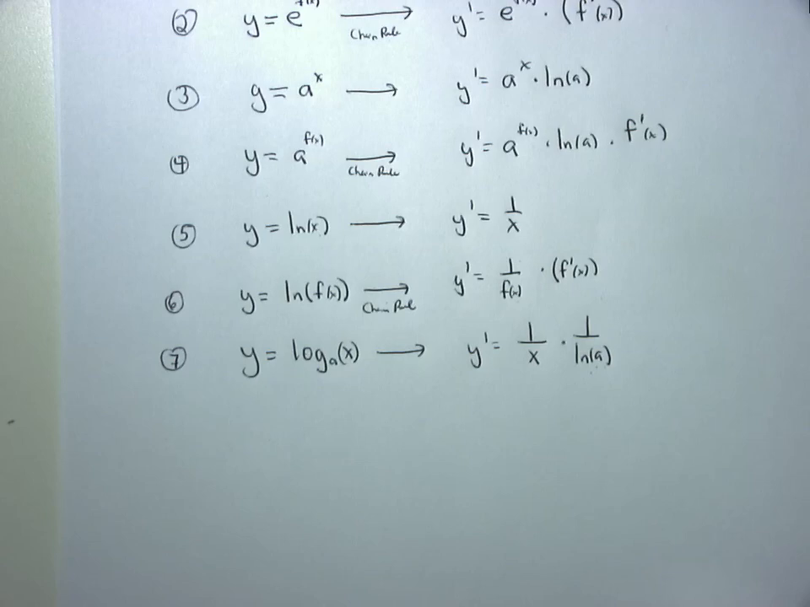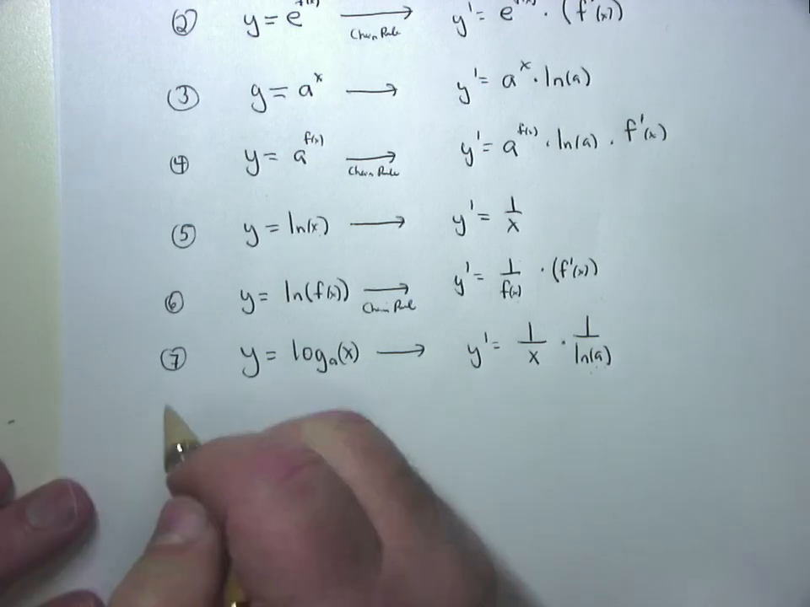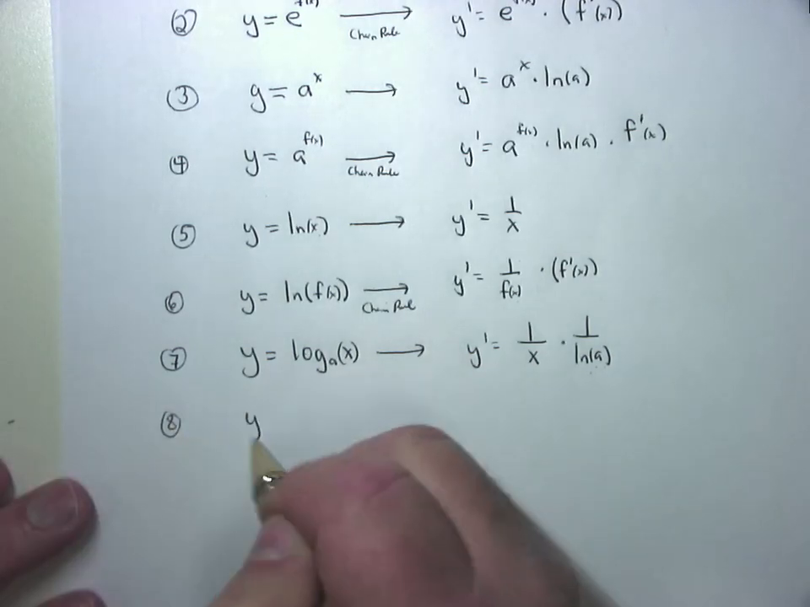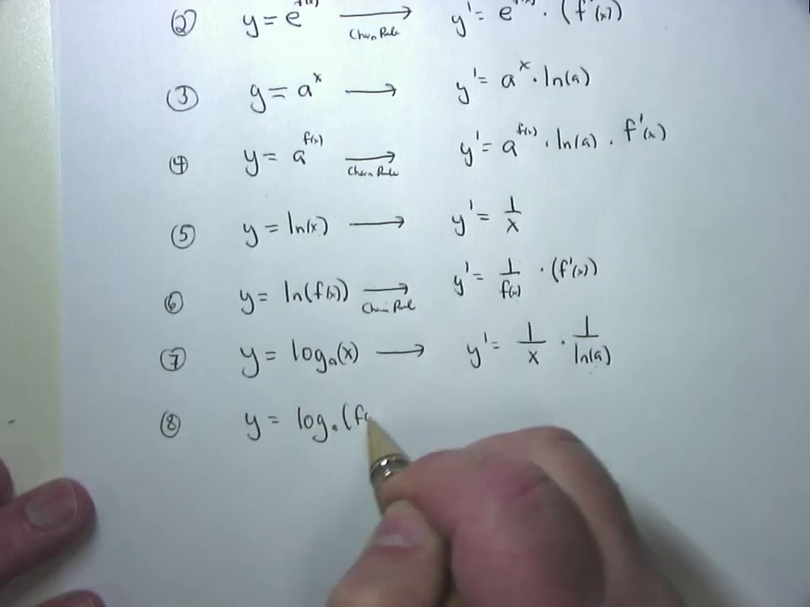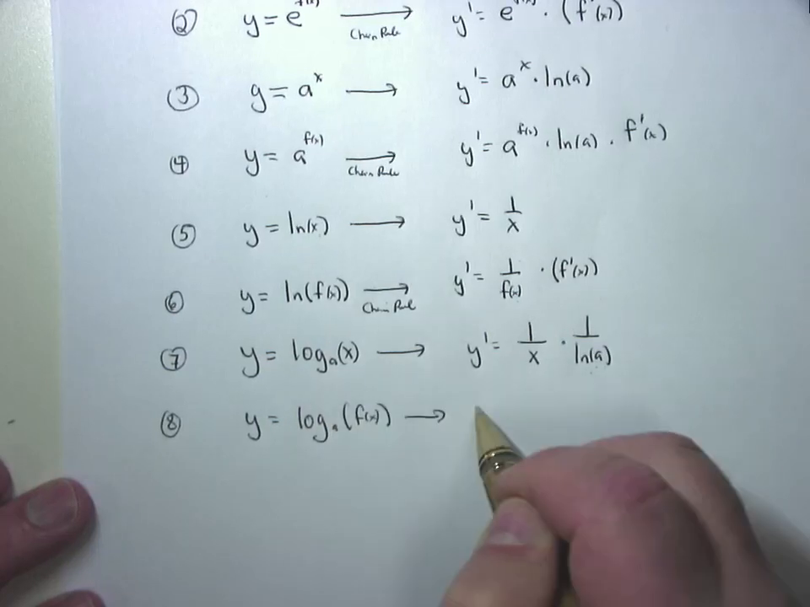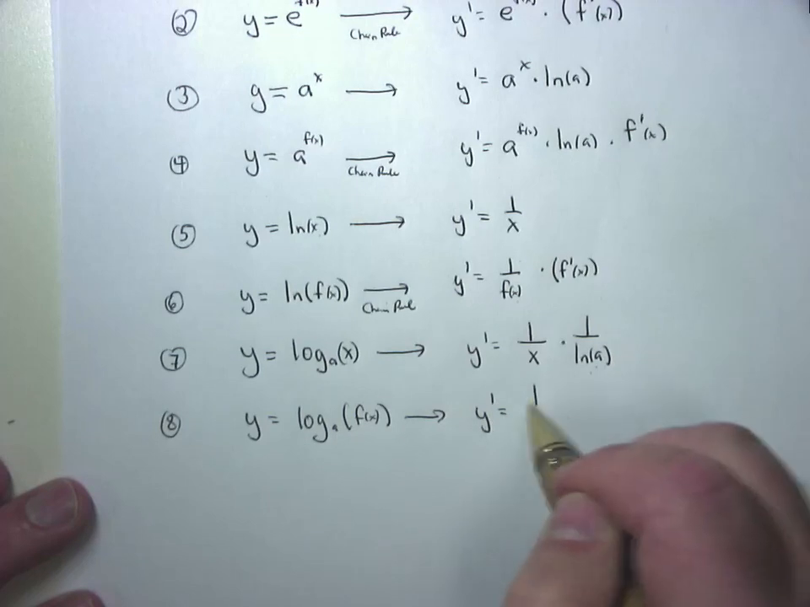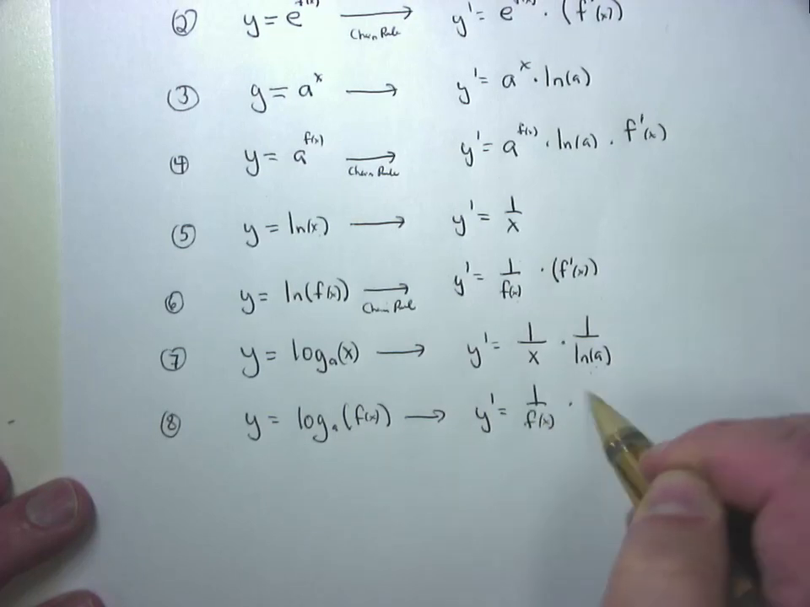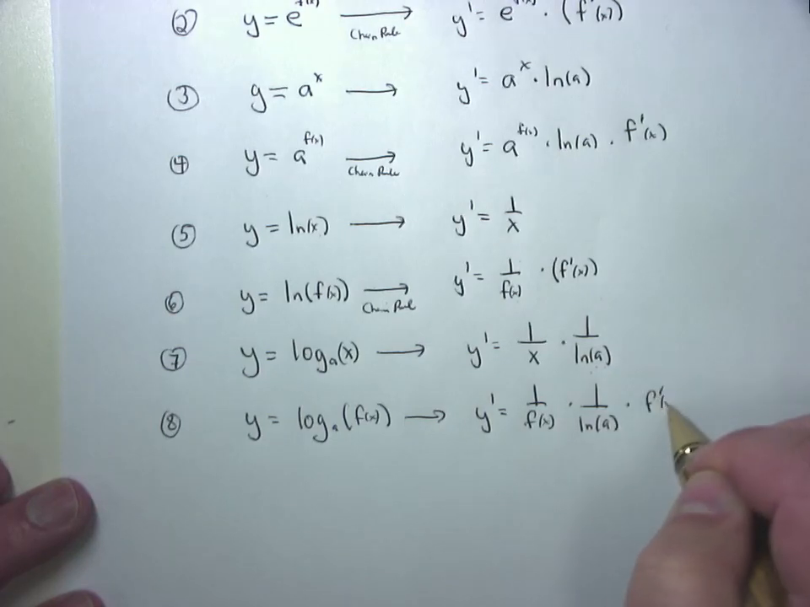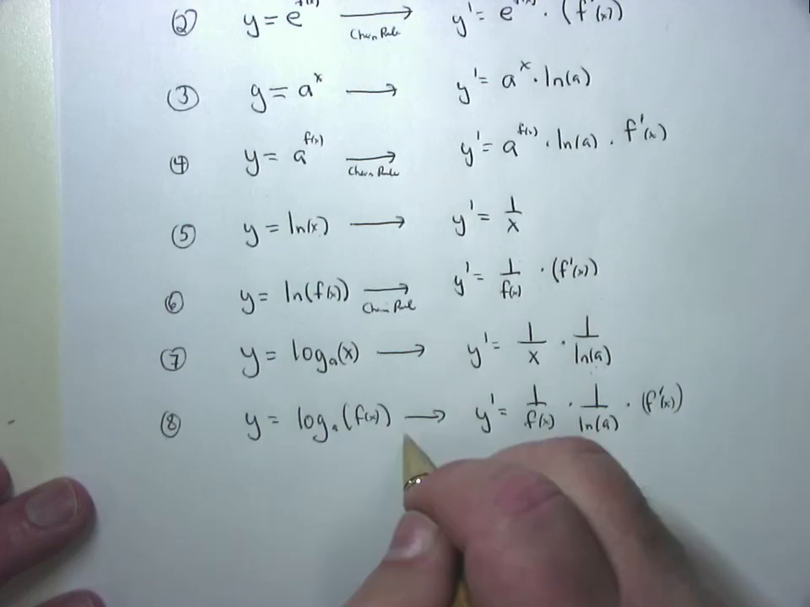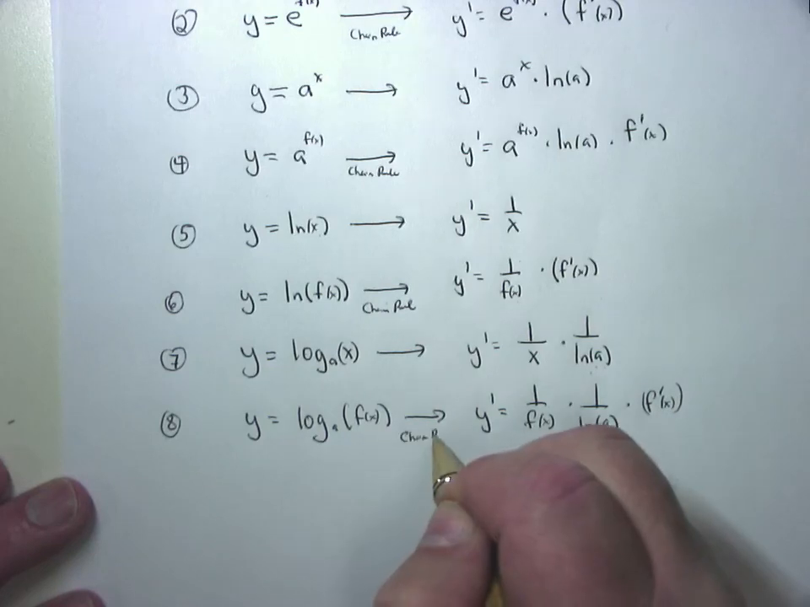And then one more. Rule number 8. If y equals the log base a of a function, then y prime is going to be 1 over the function times 1 over the adjusting factor natural log of a, but then chain rule times the derivative of the inside. Chain rule version of this guy.